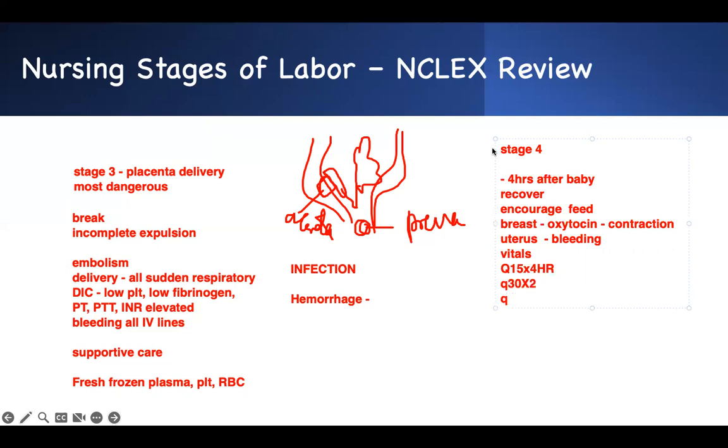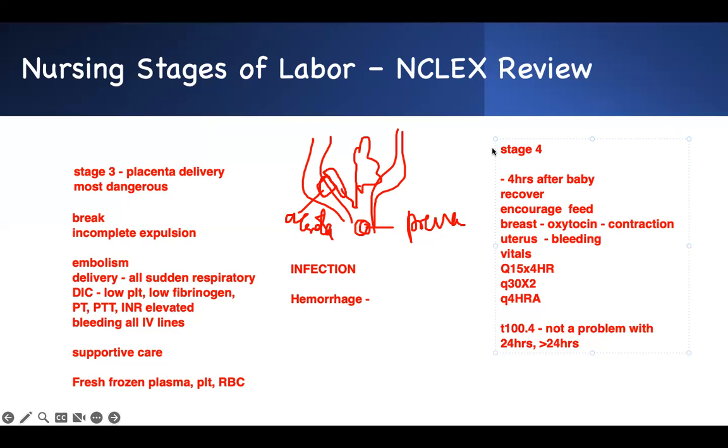The vitals is usually Q15 times 4 the first hour, then Q30 times 2 the second hour, then Q4 hours. They may talk about fever if they ask you, okay? Temperature is usually 100.4. That's what we call fever. But it's not a problem within 24 hours. After 24 hours, yeah, this is a problem. If they give you a question with a temperature of 100.4, within 12 hours, 24 hours, don't worry about it. If it's greater than 24 hours, that means we have a problem.